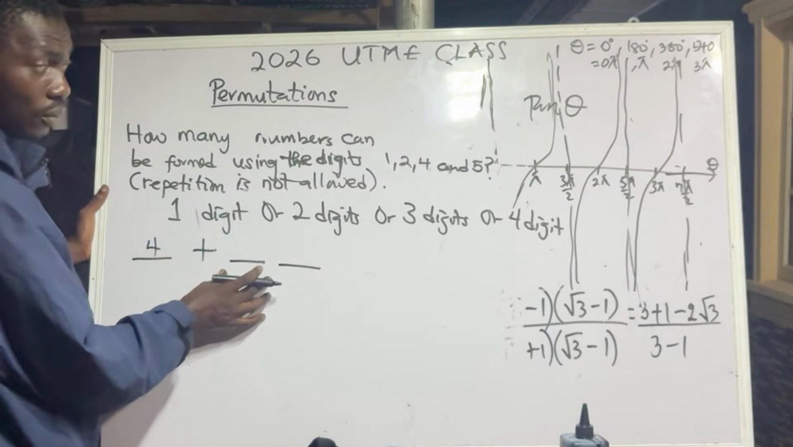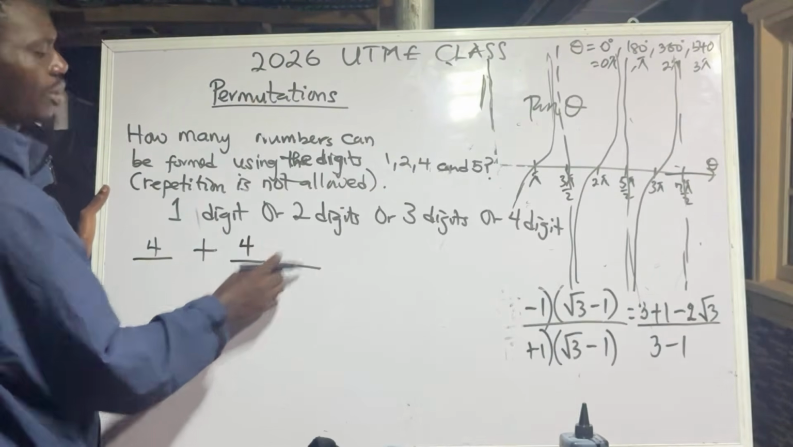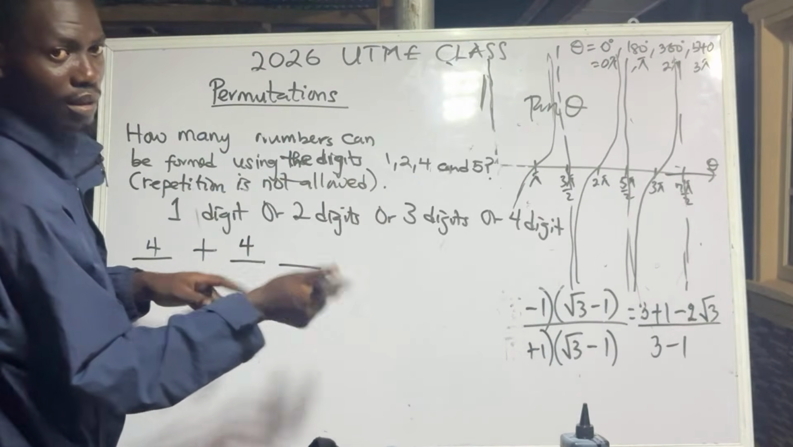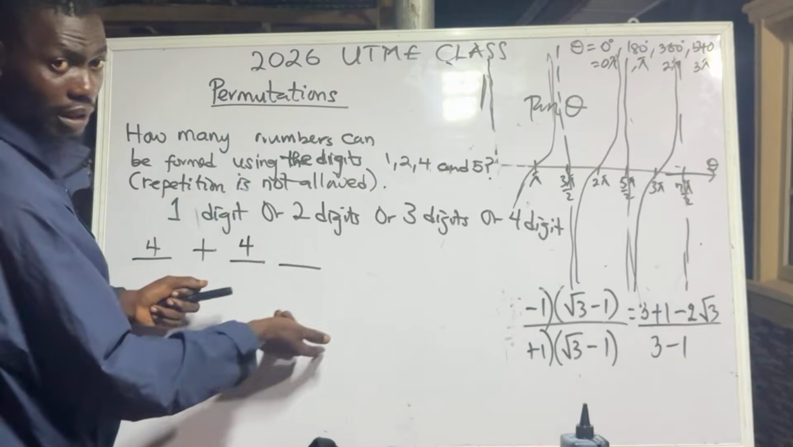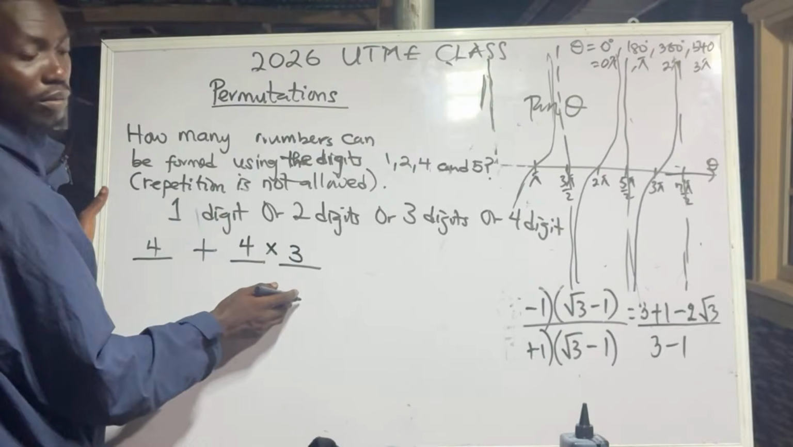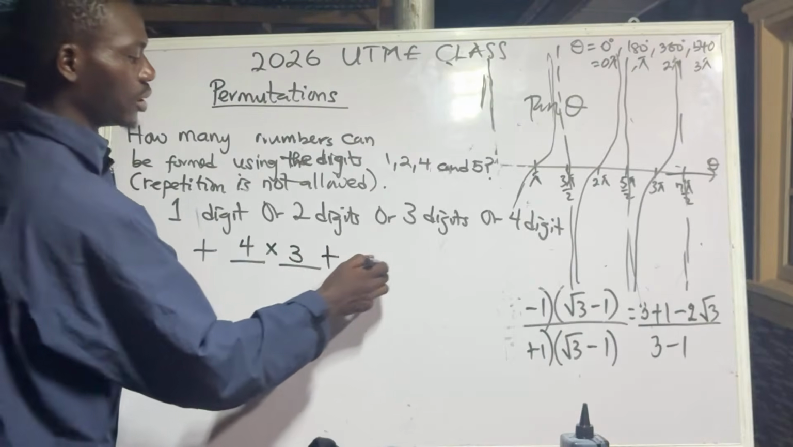This one has how many? The first one will have 4 options. But the second one will not have that same 4 options because repetition is not allowed. It should have been 3 options. So you just say times 3. Okay? Plus, for 3 digits.